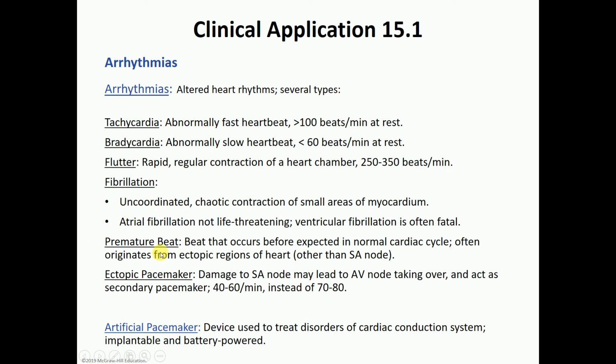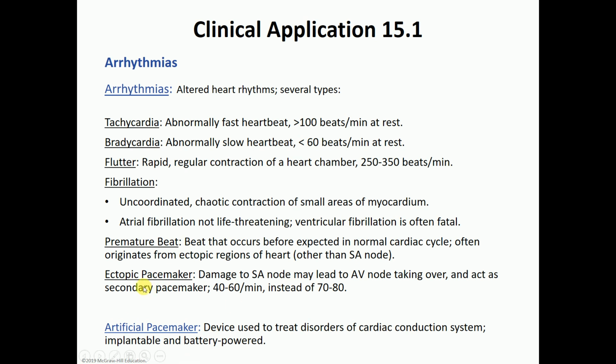Premature beats are something that we all pretty much experience every now and then, where you have a beat that happens before the expected cardiac cycle. And again, you can kind of feel that. Within certain limits, it's considered normal. And it often originates from an ectopic region, meaning that instead of getting the impulse from the SA node, that extra premature beat originated from somewhere else in the heart.